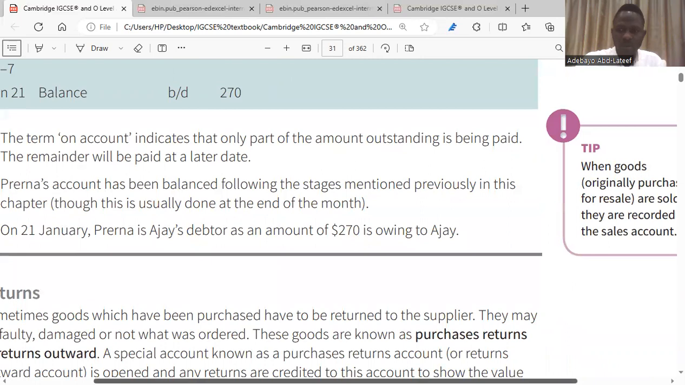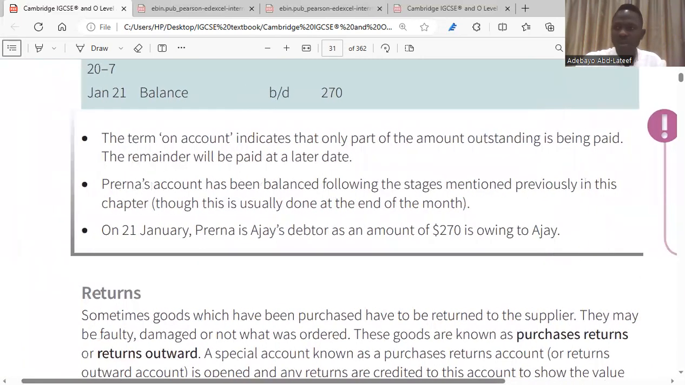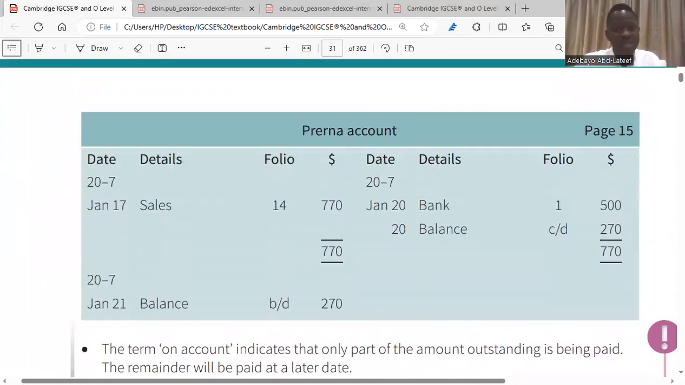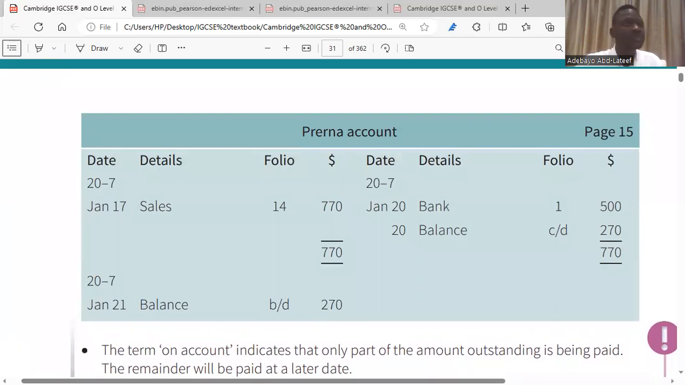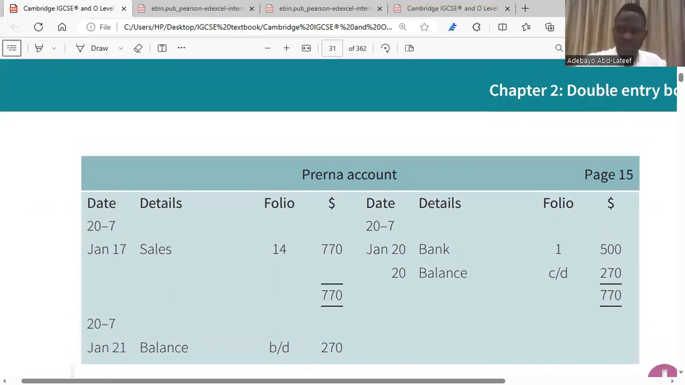So she paid on the 20th of January, she paid 500. Yeah, she paid 500 instead of 770. So you record it, and then we do the balance. So she's still owing 270. That will be balance brought down. Is it clear? Yes.